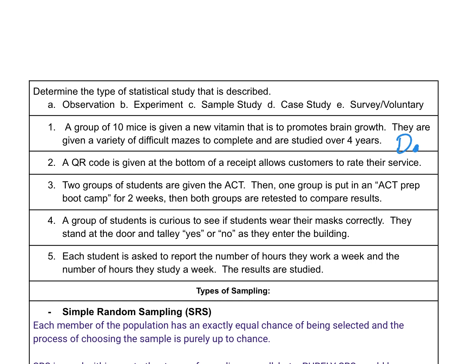Okay. Number 2, a QR code is given at the bottom of a receipt that allows customers to rate their service. Definitely going to be a voluntary survey. Okay, survey voluntary. Not everybody's going to scan that QR code. In fact, most people don't. But they might, especially if they've had really good or really bad service.